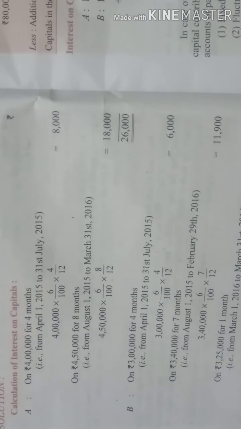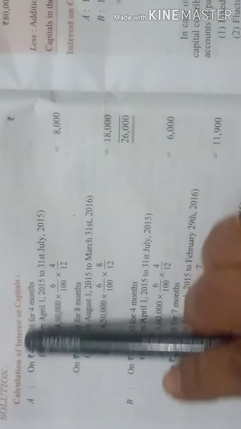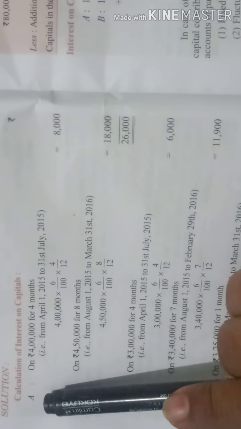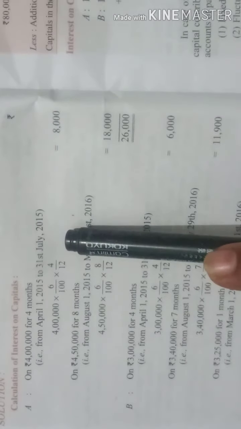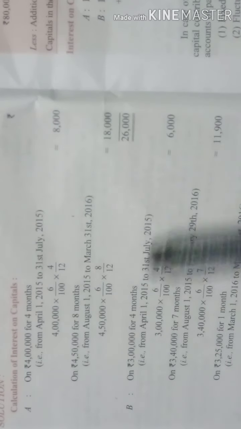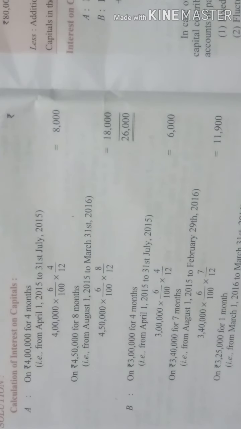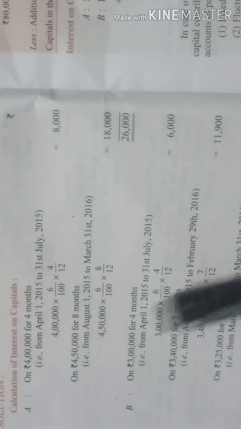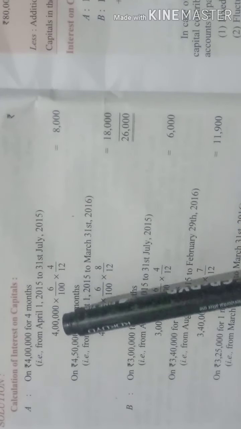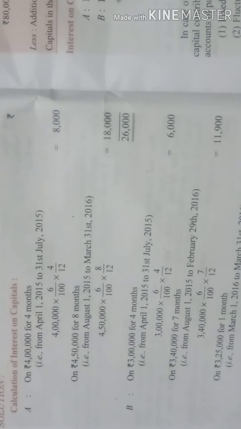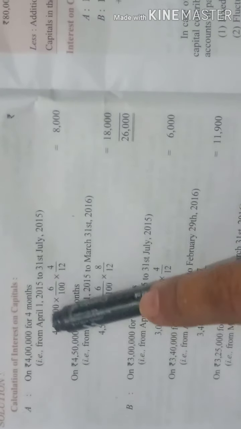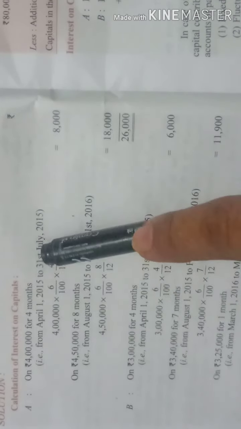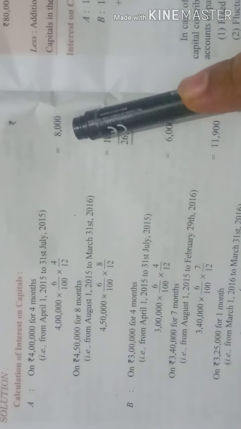Now let's check out the solution of the problem. Okay, here again we will calculate the interest on capital. Now partner A has 4 lakh capital for 4 months. 4 months, that means till 31st July. I hope you remember the sum. On 1st August there was an introduction of further capital, right? So till 31st July what was the capital? 4 lakh was the capital. If we calculate April, May, June, July, it comes to 4 months. 6% was the rate of interest. So 4 lakh into 6%, that is 6 upon 100 into 4 by 12, which will give you 8,000.